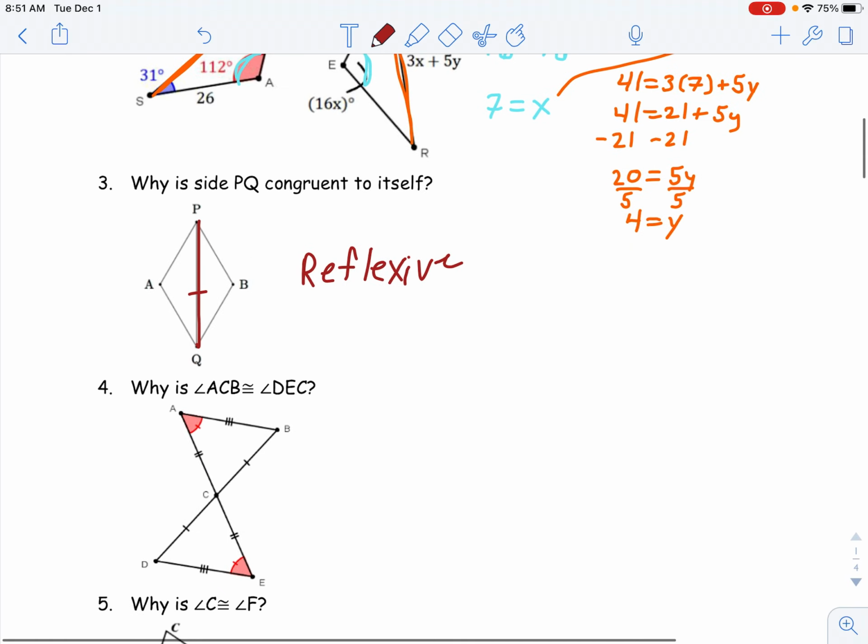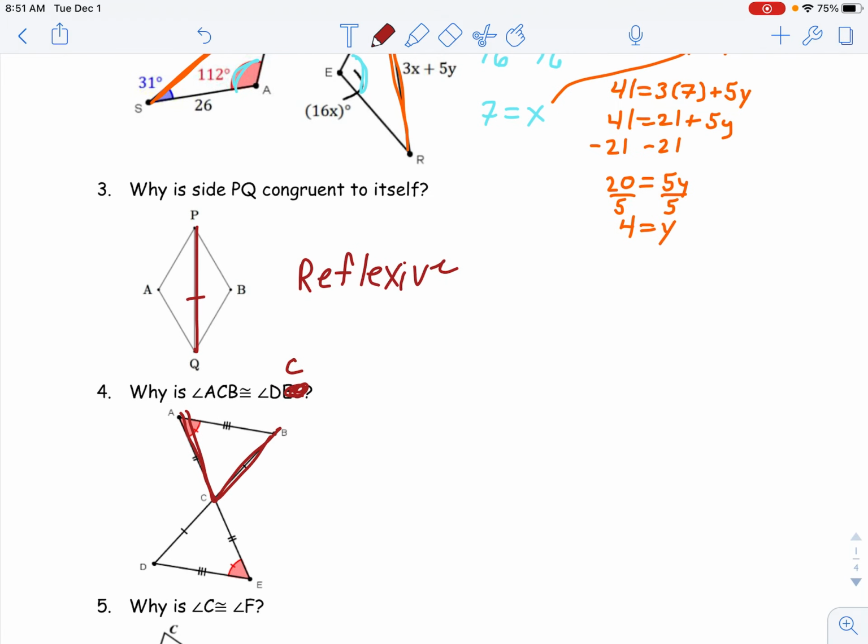Shared side. Why is ACB congruent to DCE? Oops, that should say DCE. Little typo. Maybe I'll fix it for you guys. Why are those congruent? Vertical angles.